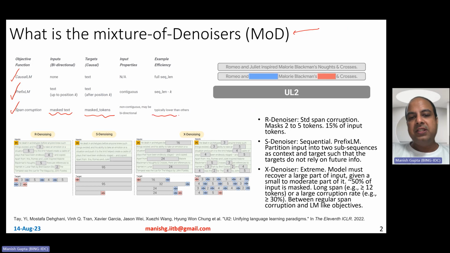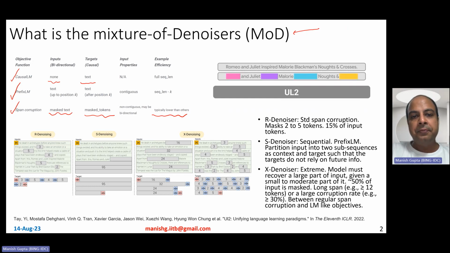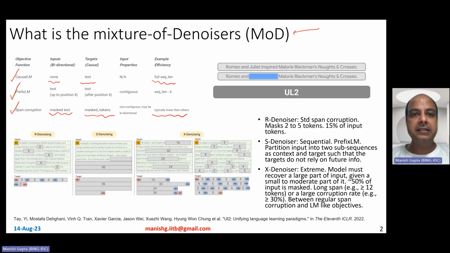Typically the sample efficiency is very poor, which basically means that you try to compute loss only for those positions which are masked. On the other hand, you have causal language models, which are what are used in GPT. So here there is no input as such, but then the target is text. So you want to do next word prediction kind of stuff. And then the sample efficiency is great because you are trying to predict every token in the entire sequence.